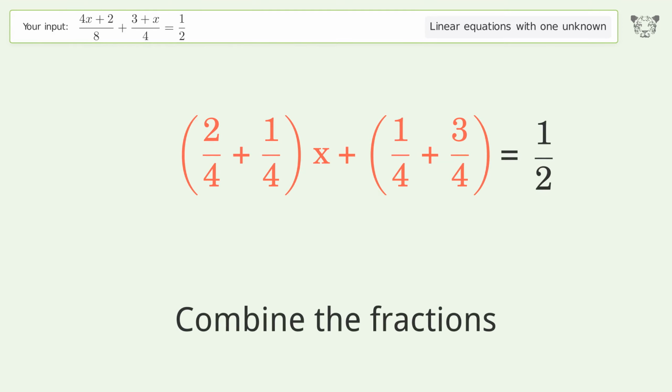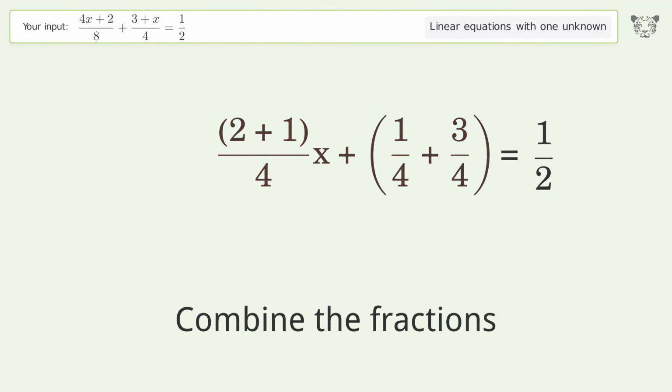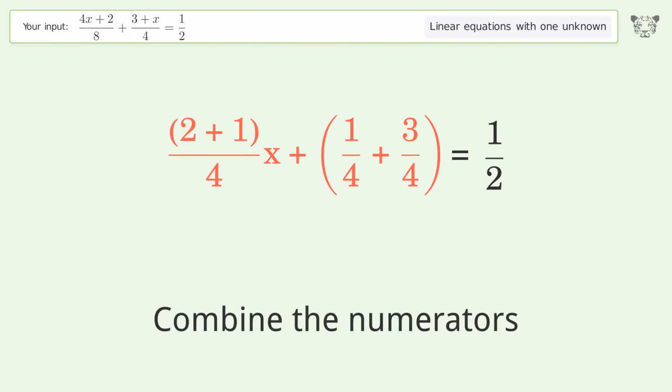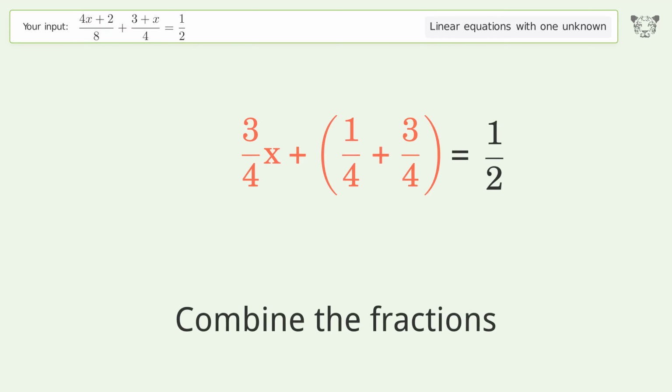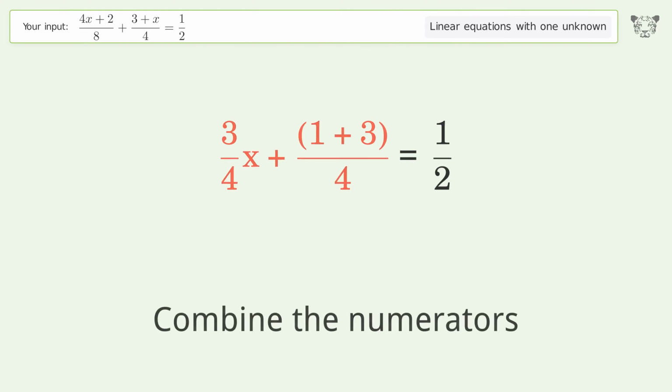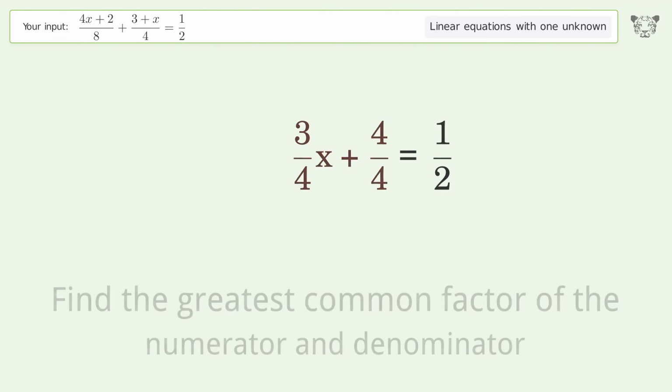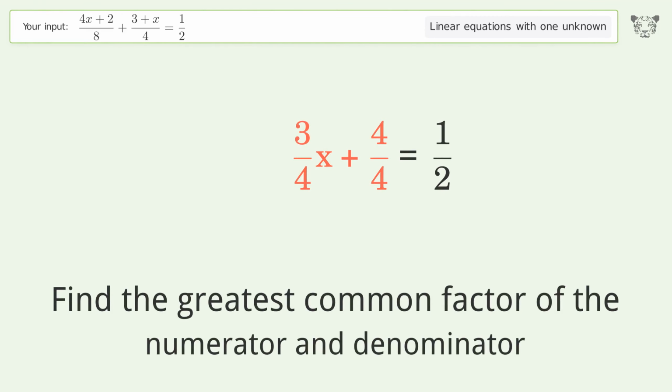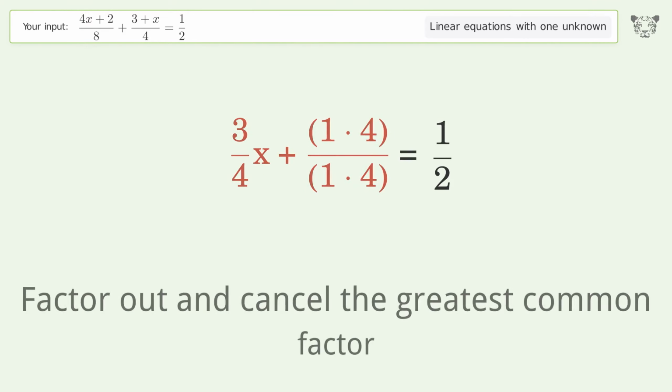Combine the fractions. Combine the numerators. Combine the fractions. Combine the numerators. Find the greatest common factor of the numerator and denominator. Factor out and cancel the greatest common factor.